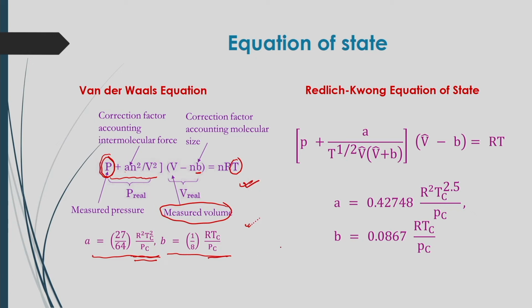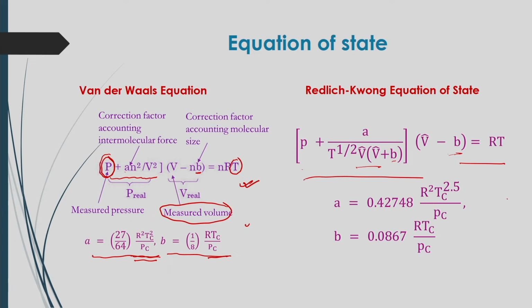Similarly, another investigator gave the Redlich-Kwong equation of state, by which you can express real gas behavior for pressure and volume. In this equation you will see the molar volume of the real gas, and also a coefficient b is given here. Based on this you can calculate the pressure if you know the molar volume.